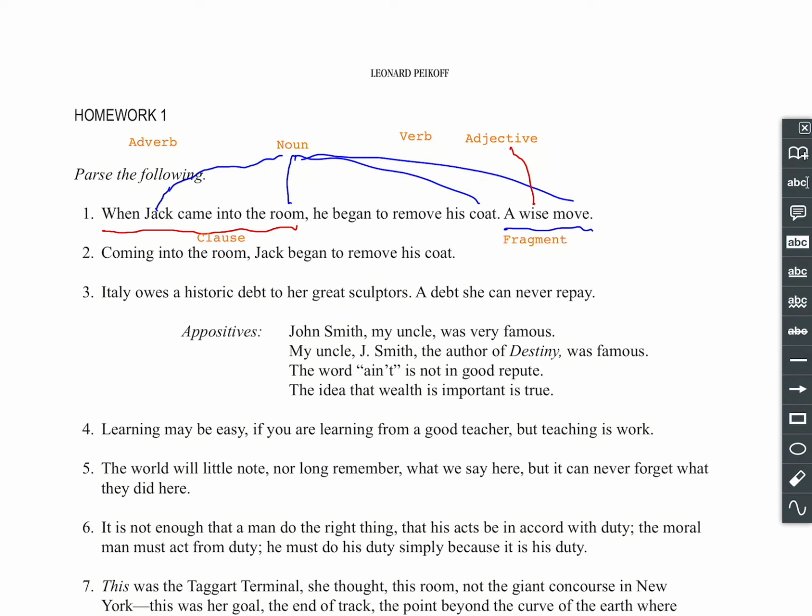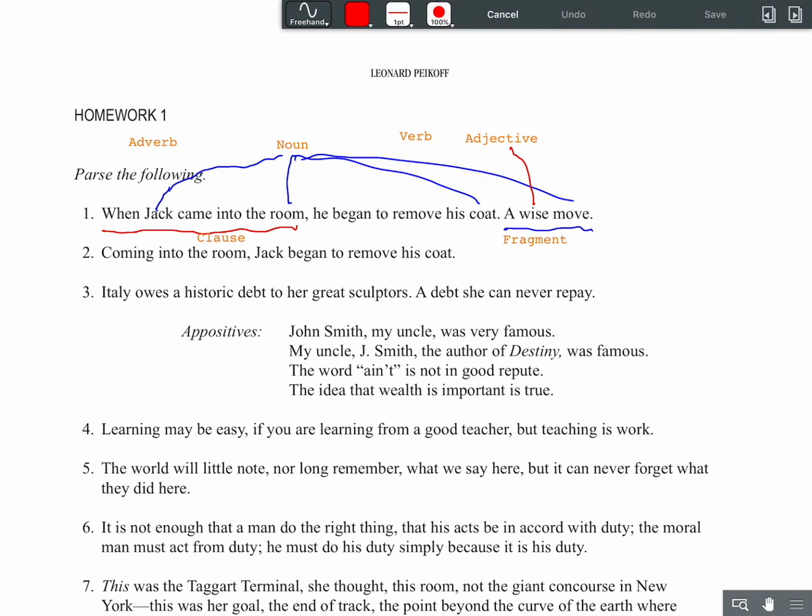Okay. So came is a verb. I should label that. And began as a verb. And then, so we have the phrase into the room. That is a modifier on came, so it's an adverb.